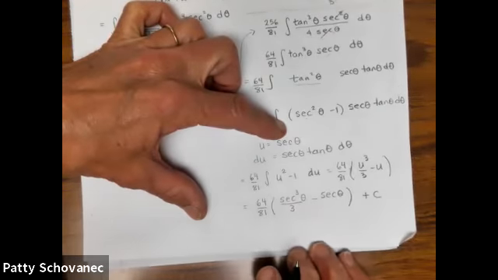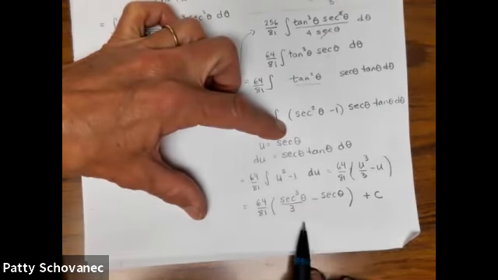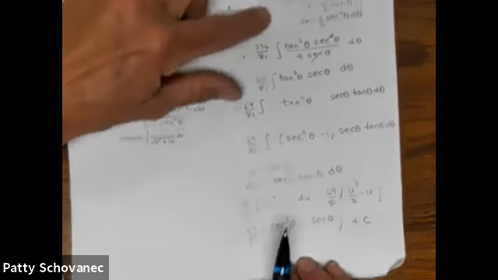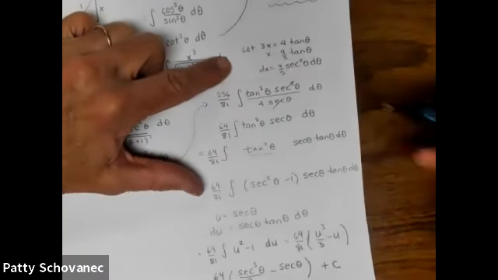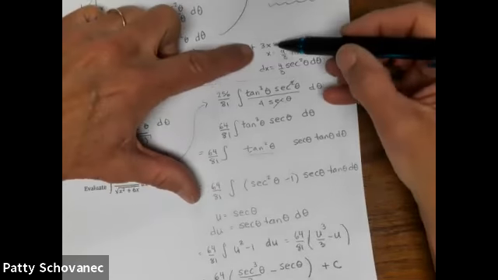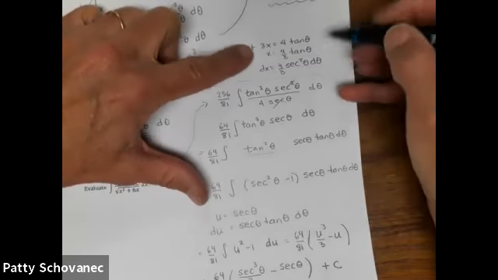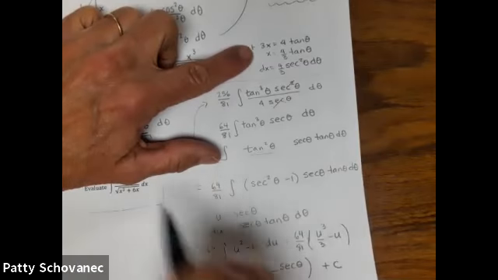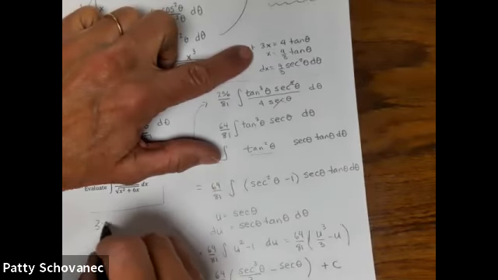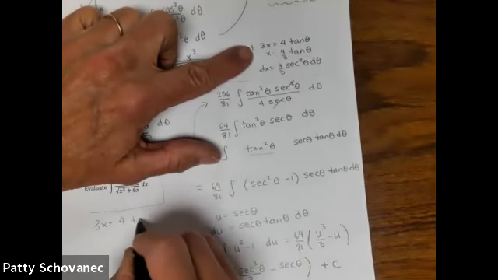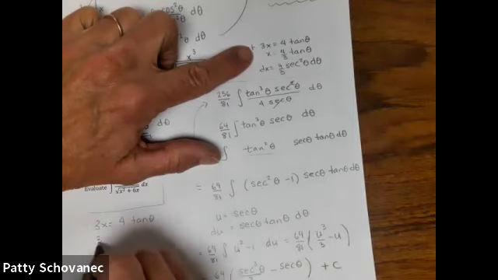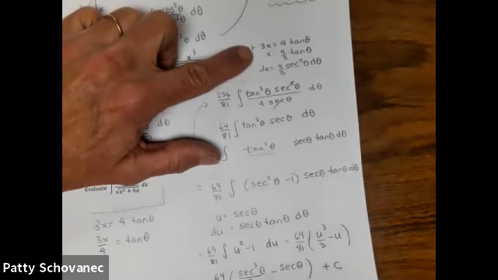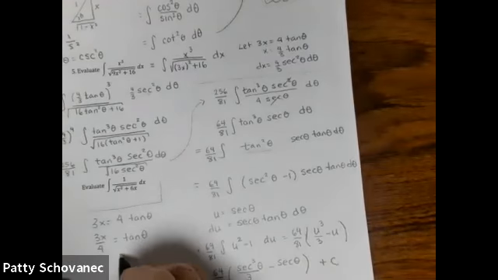But don't stop there. We need to get this back in terms of x. So let's look at our original substitution. I did that way up here. 3x is equal to 4 tan theta. So if 3x is equal to 4 tan theta, 3x over 4 is the tangent of theta. Let's draw the right triangle to get our secant out of that.